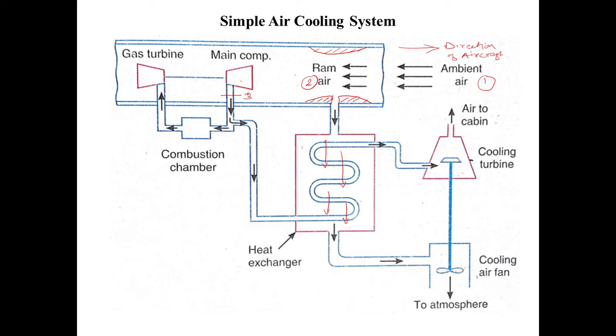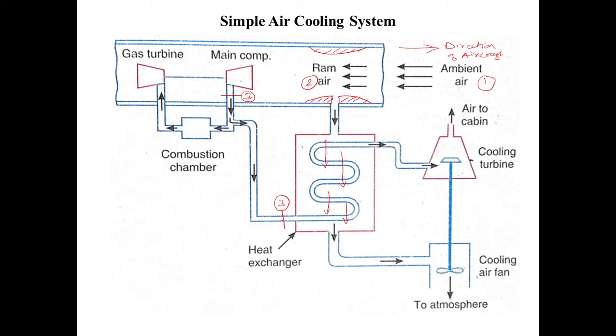I'll mark that point as 3. I'll mark this as the point 3. Now the same air which is at the state 3 will be passing over here, it is coming over here. So inlet of heat exchanger again point number 3 only, because there is no change in the state between the exit of compressor and inlet of heat exchanger.